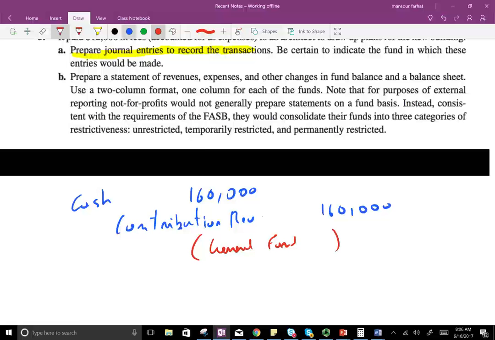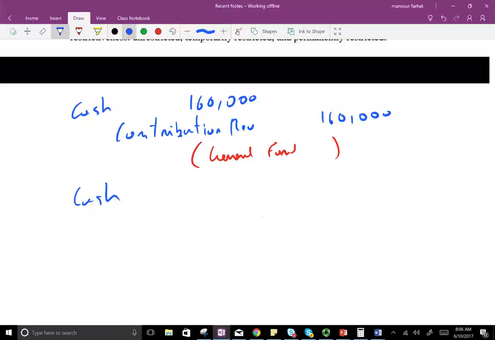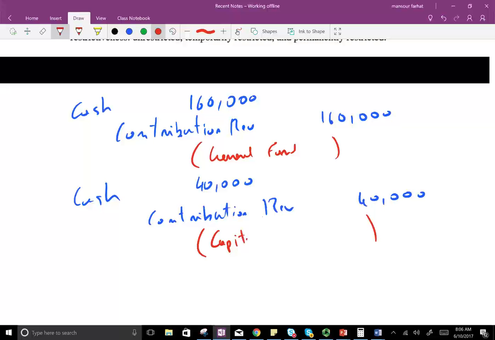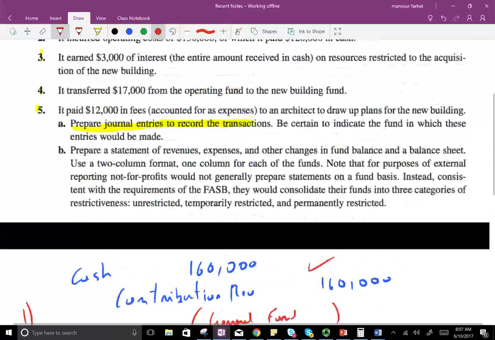Now we also received $40,000 in cash, because we received a total of $200,000, and that cash was also a contribution, so this is going to be called contribution revenue, $40,000. But remember, this $40,000 is restricted to the building, therefore it's going to be put into the capital project fund, because whoever gave us this money said you could use $160,000 for whatever you would like, which is the general fund for general operation, and the other $40,000 I want to contribute to the building, therefore we have a capital project fund. So this is the first transaction.